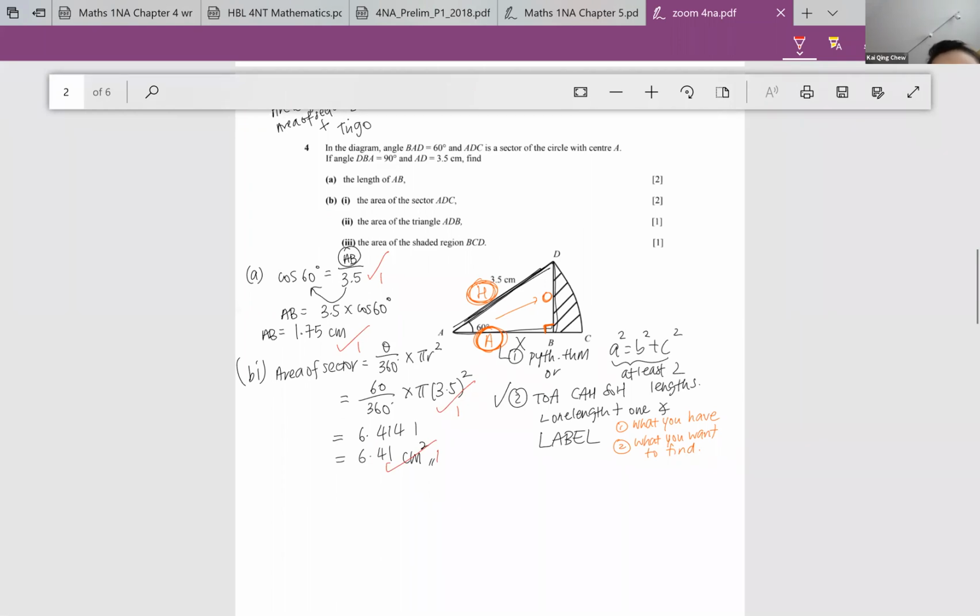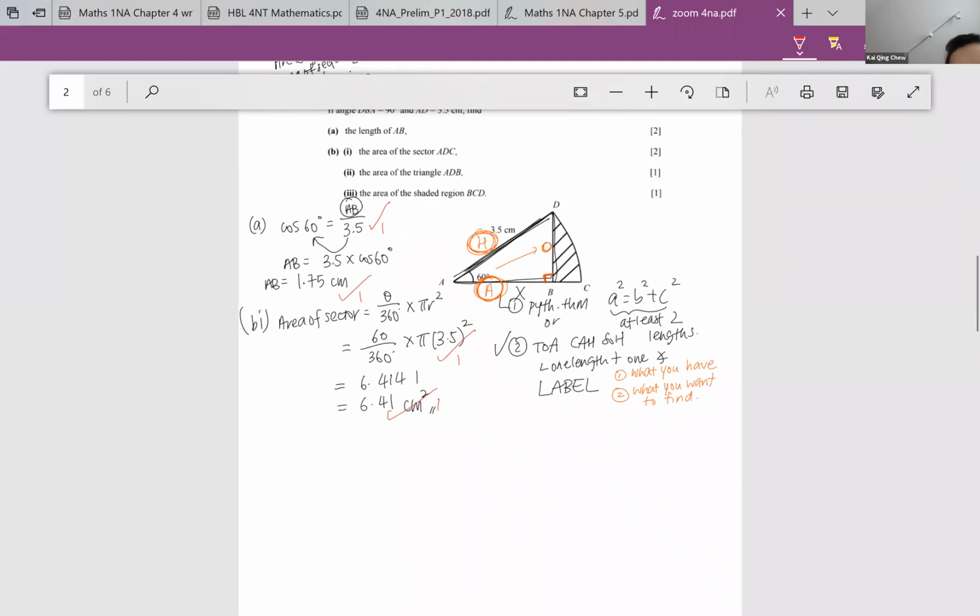Okay, area of triangle ADB. Okay, instead of me telling you what to do, right? Can anyone tell me what to do or not? Area of triangle ADB. This one shouldn't be so hard, right? Okay, let me see who should I ask.